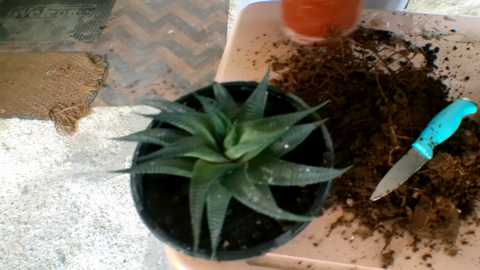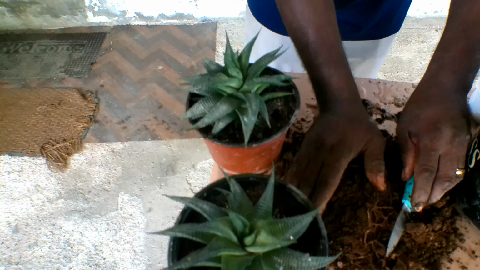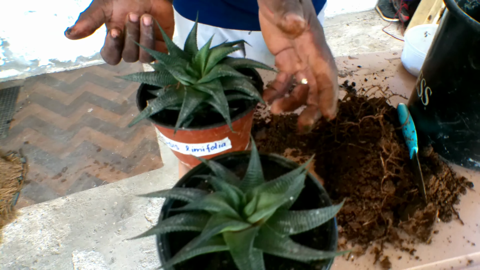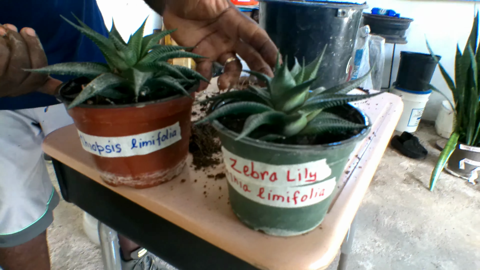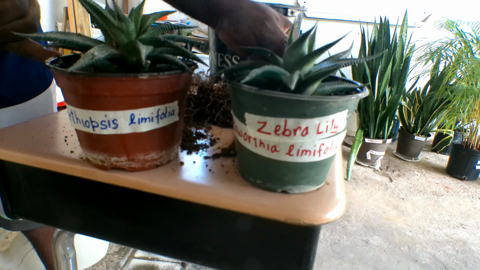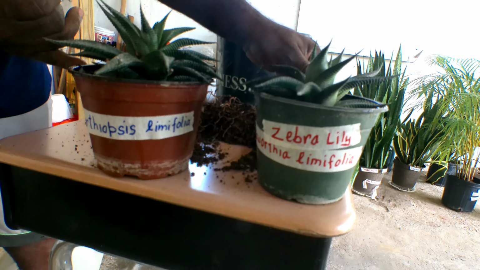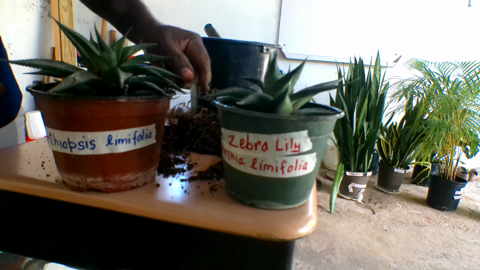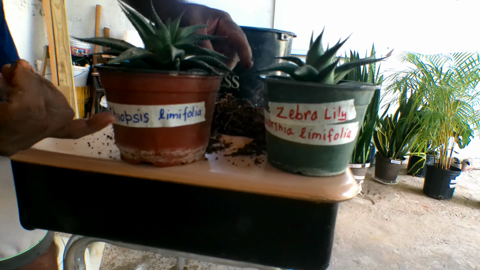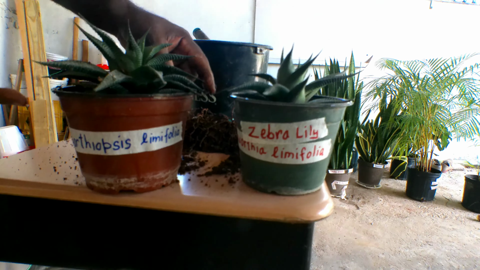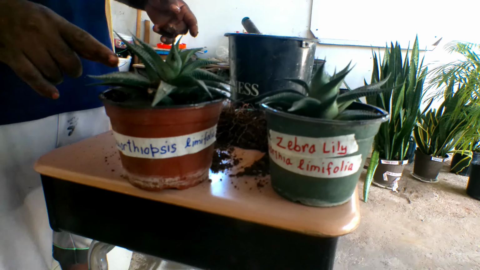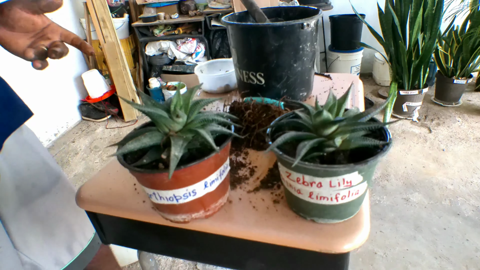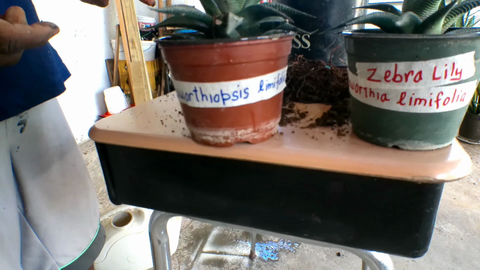So here we have the two plants potted. Again, you can look at the scientific names there, and you may wonder why it's two different genera. Originally it was Haworthia, but they say it looks like the Haworthia, hence the name Haworthiopsis. But they are basically the same. They are a miniature type of aloe vera. So these are the two plants that I have potted.